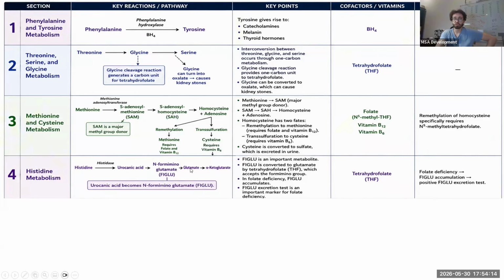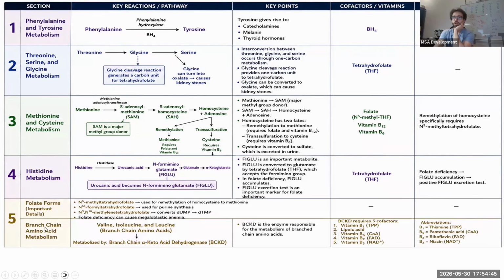But to be converted to glutamate, it needs tetrahydrofolate. The tetrahydrofolate is what converts the FIGLU to glutamate. If we don't have tetrahydrofolate, we can't make glutamate from FIGLU, so FIGLU will accumulate. So the excretion test of FIGLU is an important marker for folate deficiency. That's why FIGLU is important. If someone has high FIGLU, a lot of it being excreted in the urine, it means it's building up. That's how we know folate is deficient.